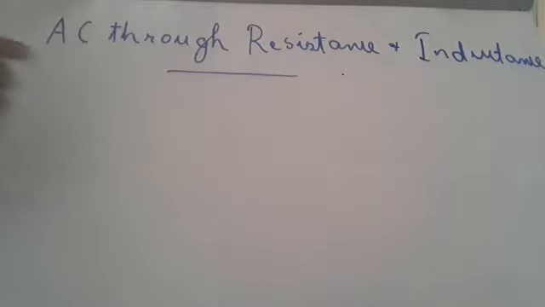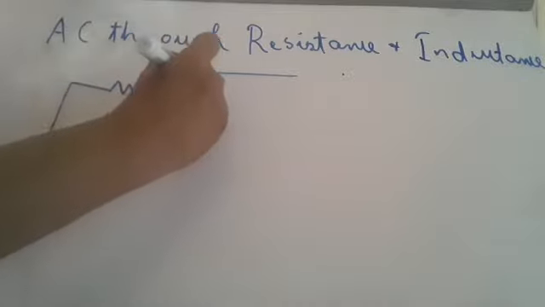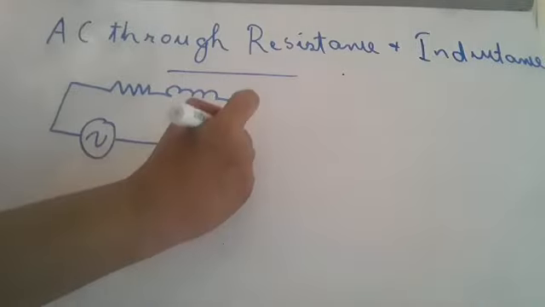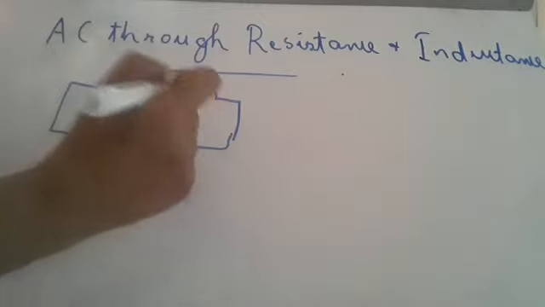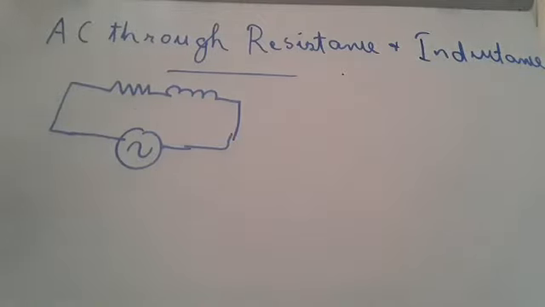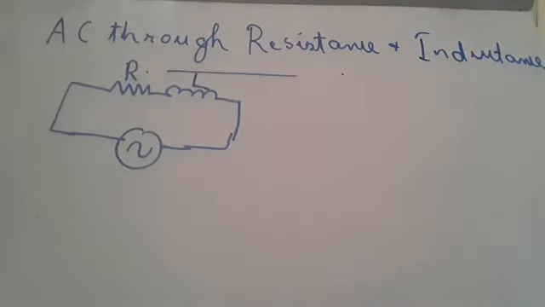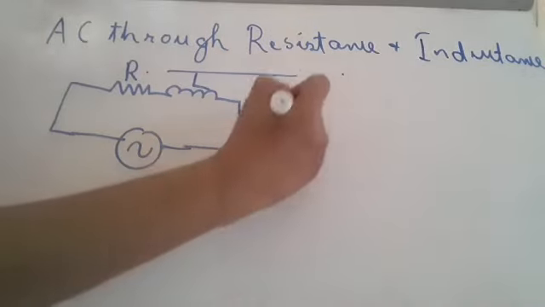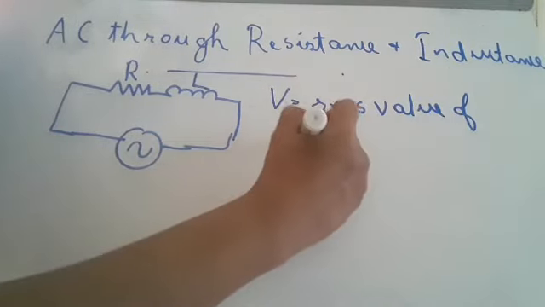AC through resistance and inductance. A pure resistance R and a pure inductive coil of L inductance is shown connected in series in the figure. Let V equal the RMS value of the applied voltage.